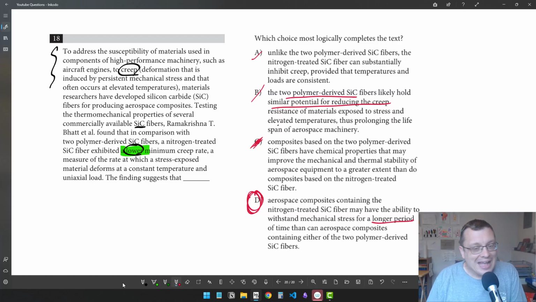So does my lack of understanding of anything going on here from an engineering perspective affect my ability to answer this question? No, because it's about the relationship between the ideas here, not necessarily the ideas themselves. So 18 is D.